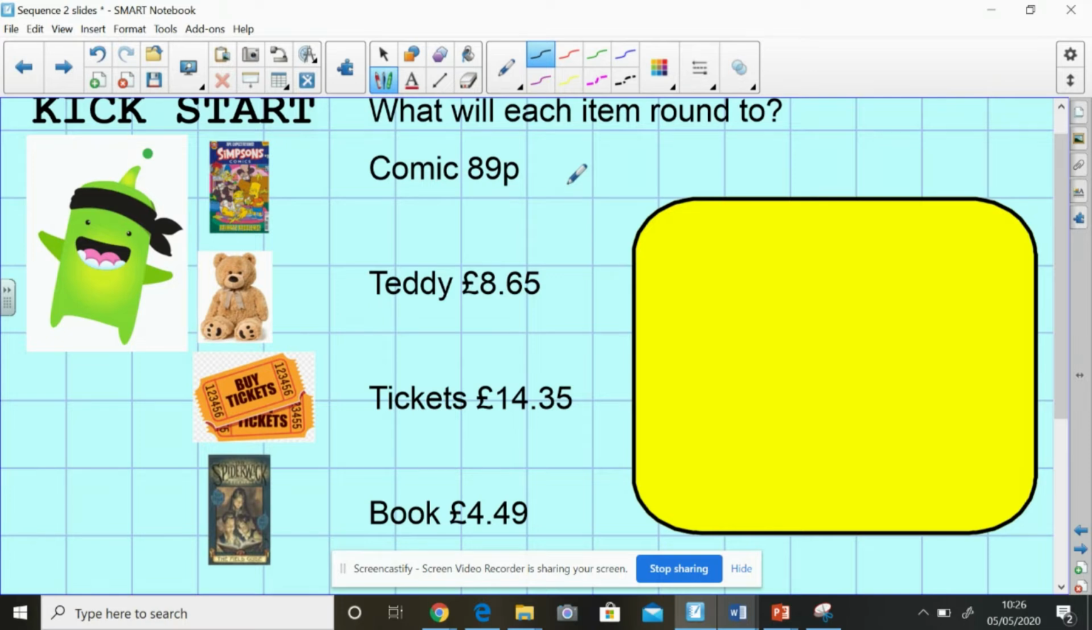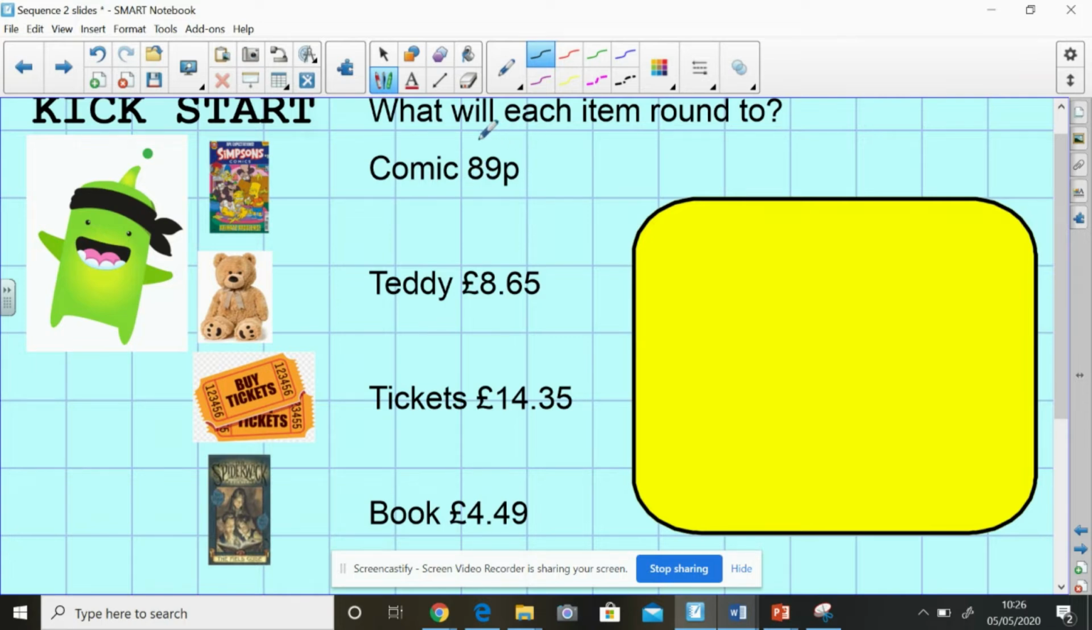So we have a comic worth 89p. First thing I need to think, what two numbers are on either side of 89p? That's not one full pound, 89 pence. So as a decimal, it would be 0.89. What two numbers are in between? We have 0 on one side and 1 on the other. If I look at my first digit, the digit after the decimal place, the tenths column, it is an 8. So that is 5 and above, so it will be rounded up.